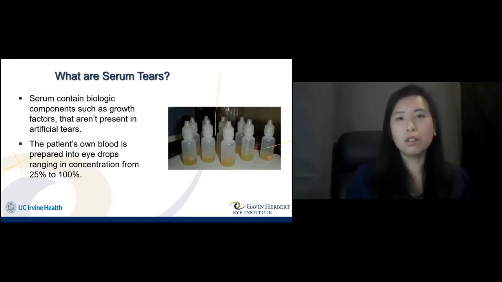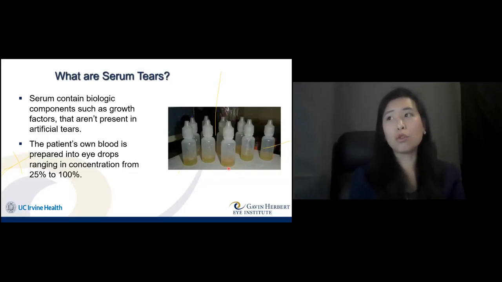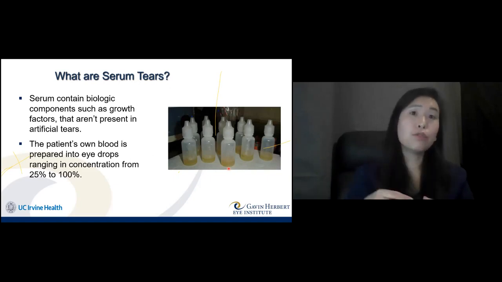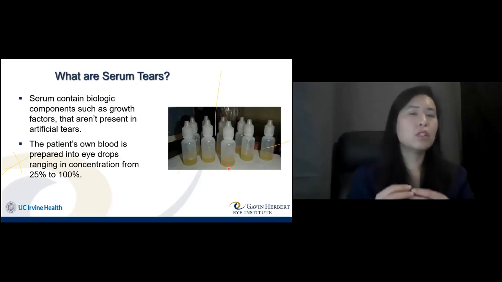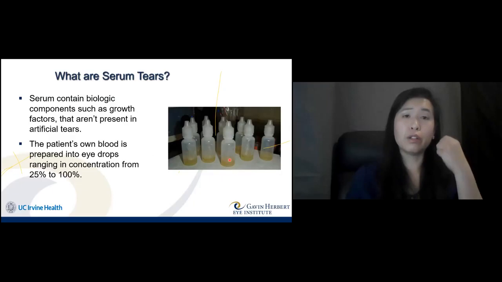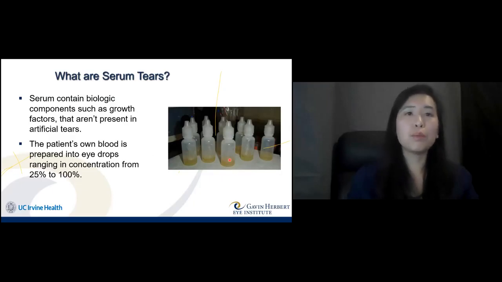But you see that the drops are not red. So what happens is somebody comes to your house, they draw the blood from your arm, and then they put it in a centrifuge and spin down the red blood cells. So what's left is called serum, and that's not red. It's like this transparent yellowish fluid. And so that can be put into eyedropper bottles and given to the patient to use on their eye. And they usually use them 4 times a day.